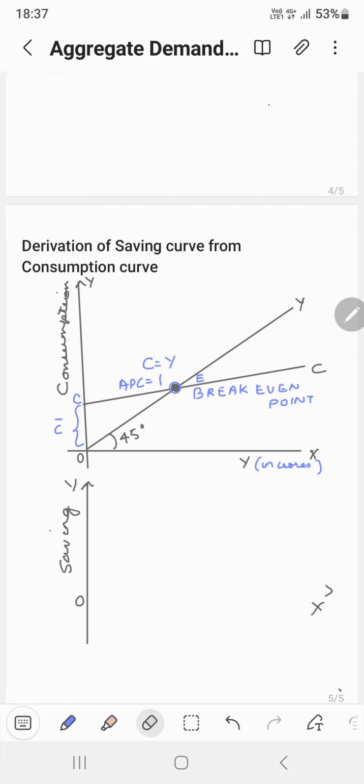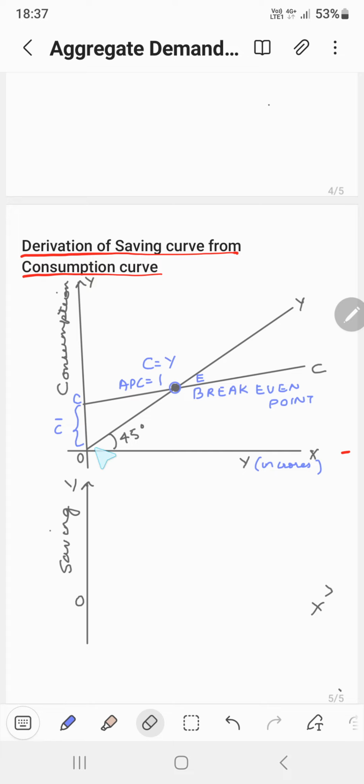As seen in the diagram, today we are going to learn about derivation of saving curve from consumption curve. This is an important topic from board examination point of view. You can get it two ways, okay? Either derivation of the saving curve from the consumption curve, or you can get it the opposite way around, that is derivation of consumption curve from saving curve. So if we understand one, the other becomes easier for us.